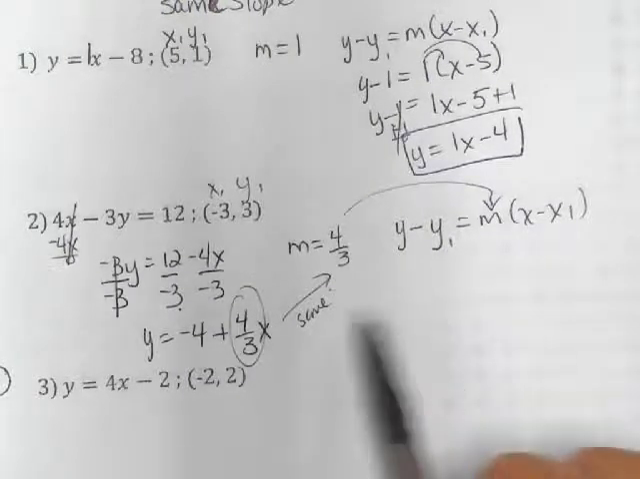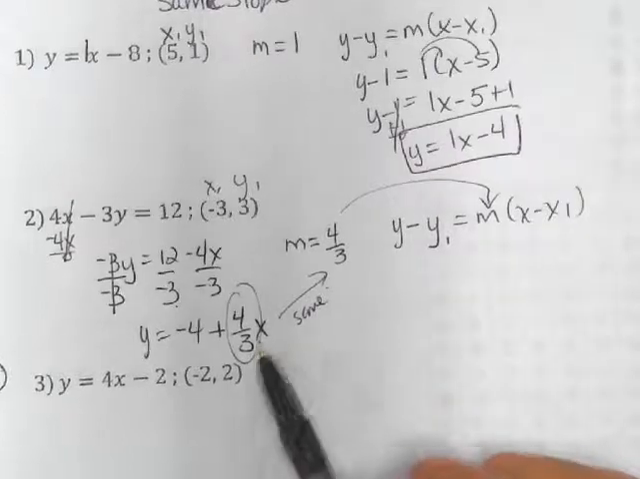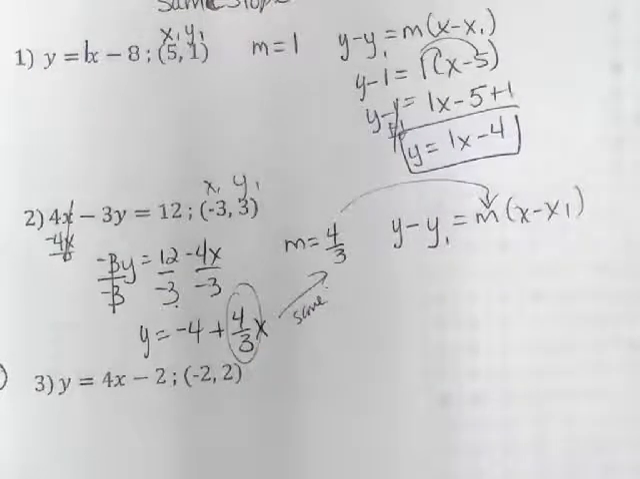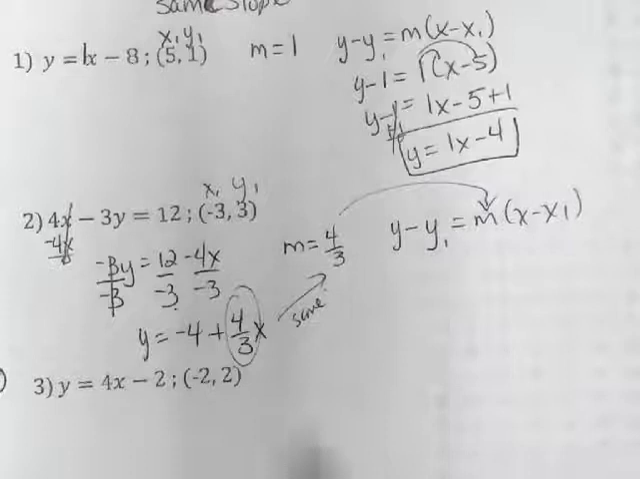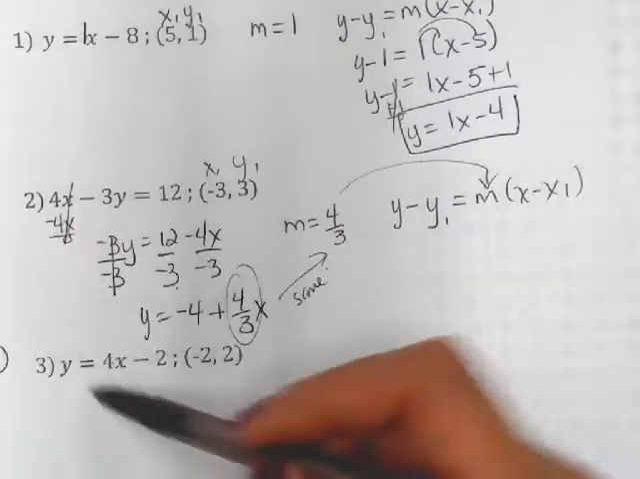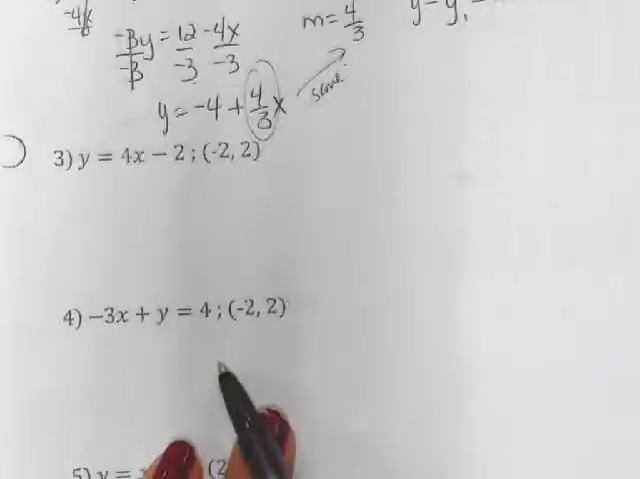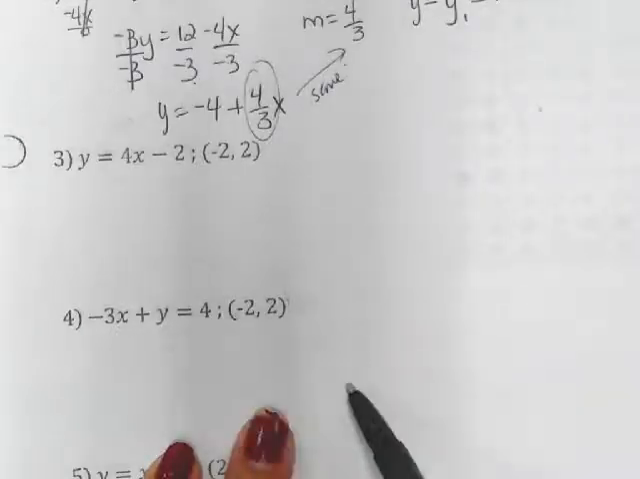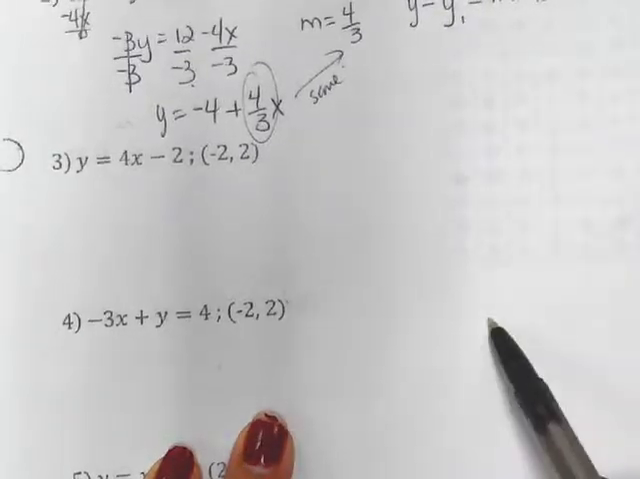So I don't want to do the whole work for you, I just wanted to start you off. So that's what you're going to do on the first side. Just keep going, find the slope, plug it into the point slope formula. This one's easy because they give you the slope. Okay, then number 4, you're going to have to solve for y, find the slope, then use the point slope formula and solve for y.